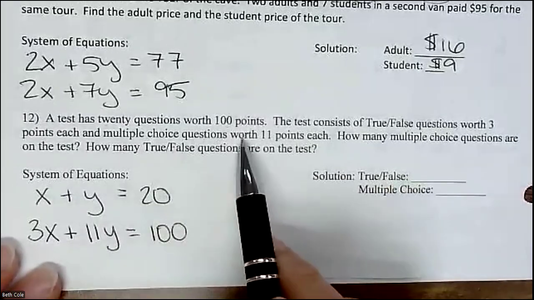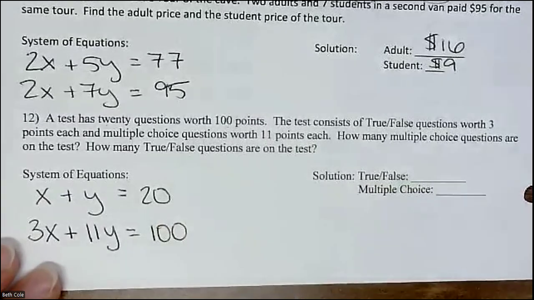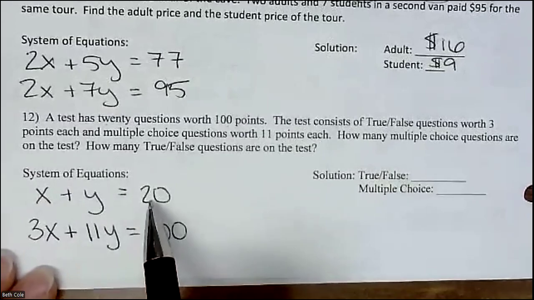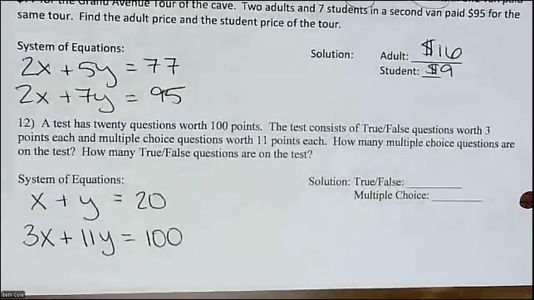Now, I think it's really silly that a multiple choice question would be worth 11 points, but it's just a math problem. Go with it. Do you guys see where that all came from? Yeah. Total of 20 questions, 3X plus 11Y equals a total of 100.